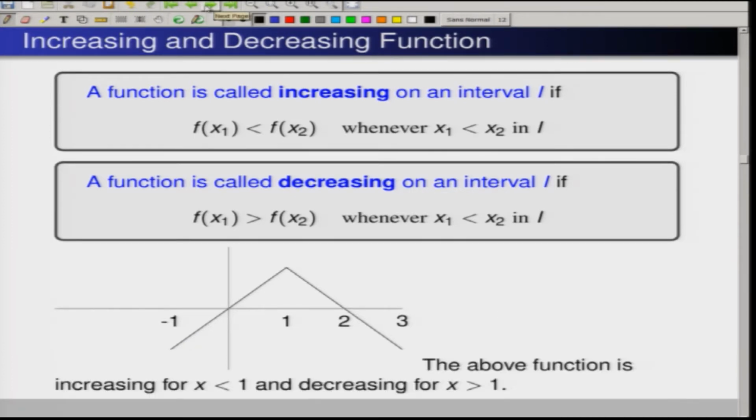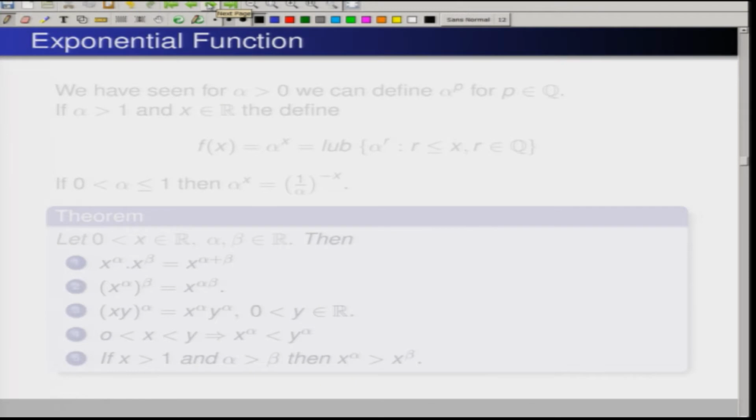So, the above function is increasing up to 1 and then decreasing if x is greater than 1. Now, what we have seen is that because we have a real number, we can define the integer power of that real number very easily, because we have multiplication, and if the power is negative, then you define it as the reciprocal, with the denominator, and take this.